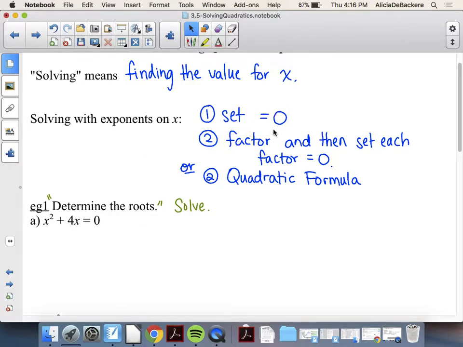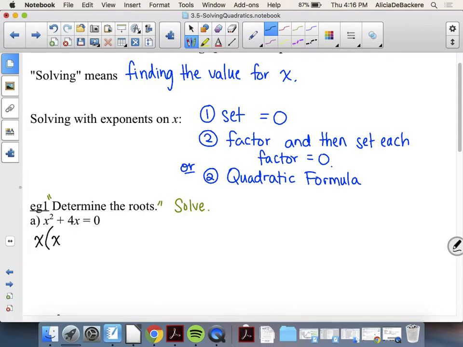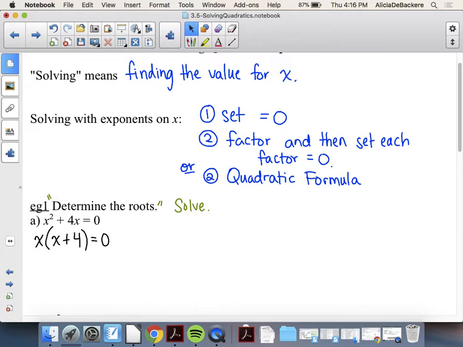Now when I look at that equation, I notice that there's a common factor on the left-hand side of x. So I'm going to pull that common factor out, and I'm going to divide both of my terms by x. So x squared divided by x gives me x, and 4x divided by x gives me 4. It's a positive 4, of course. Now I have two factors being multiplied together to equal 0. So I've got something times something else equals 0.